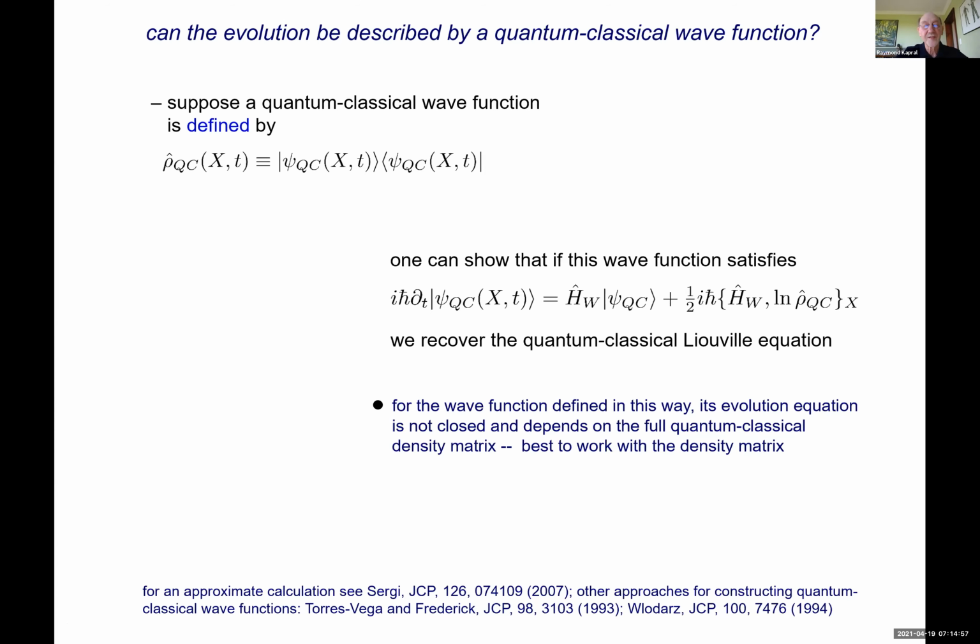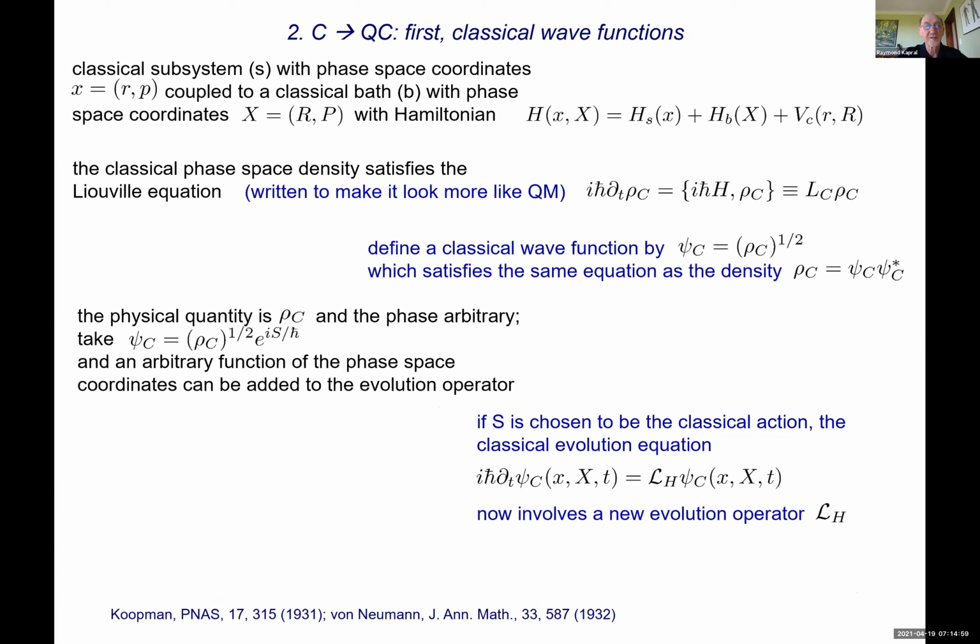Okay, so now the second approach is the one that I think stimulated this meeting. And I'll just give a brief overview of that. So now the idea is to start with a fully classical system and take the quantum classical limit. So as I said before, now I'm going to talk about a classical subsystem with phase space coordinates little r and p coupled to a classical bath with capital R and P phase space coordinates.